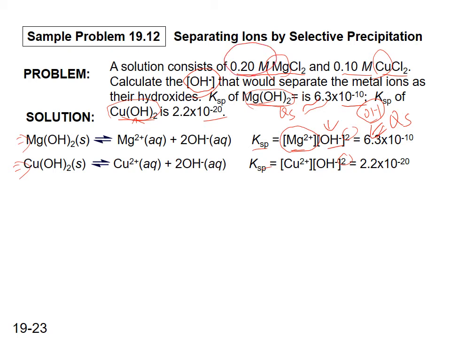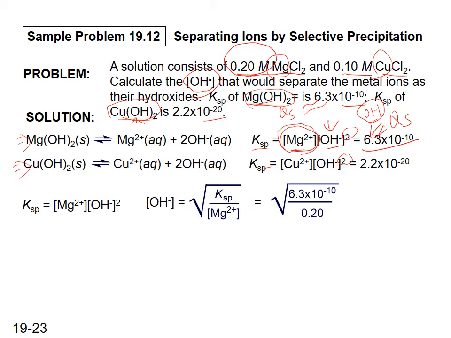0.2 molarity magnesium chloride. So in the solution, you have magnesium concentration 0.2, and QSP is equal to KSP because we want it to be approximately equal, or a little bit less, and that's the maximum hydroxide. So let's set them equal to calculate the maximum hydroxide. So hydroxide should be the square root of KSP divided by magnesium.